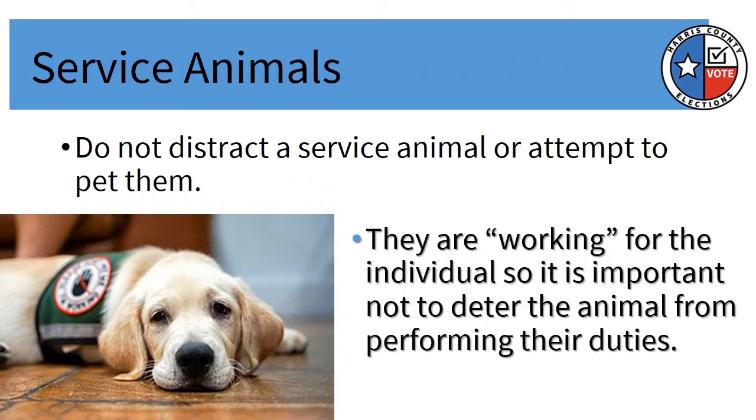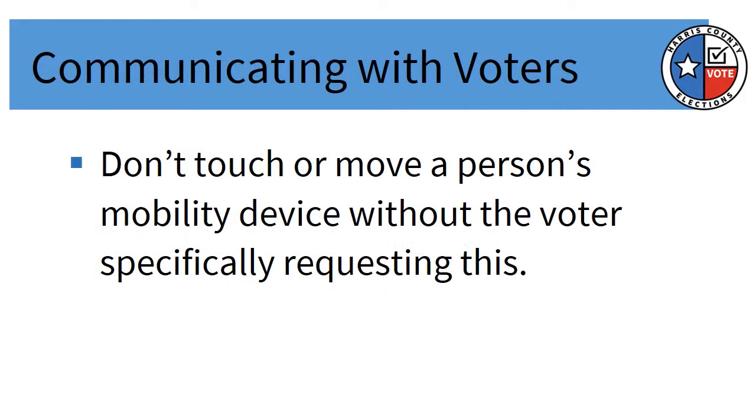Do not distract a service animal or attempt to pet them. They are working for the individual, so it's important not to distract or deter the animal from performing their duties. Do not touch or move a person's mobility device. It is not appropriate to go to a voter and move their wheelchair if they haven't asked you to do that. People rely on their mobility device for their movement, and interfering with that process can cause disruption. Just as you do not want someone touching you without permission, a person using a mobility device can feel threatened or unsafe if someone touches them or the mobility device without permission.